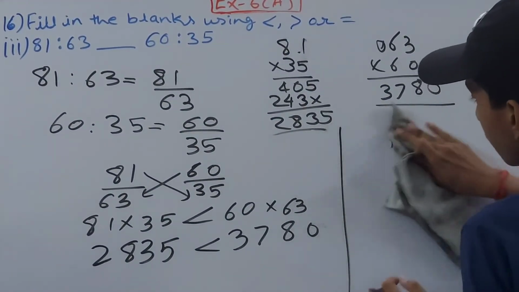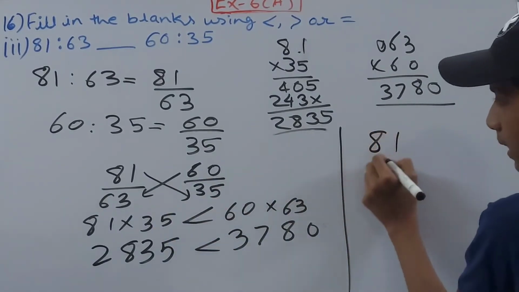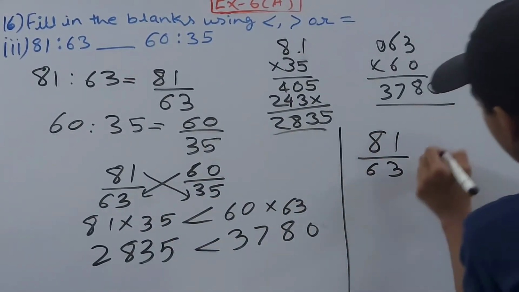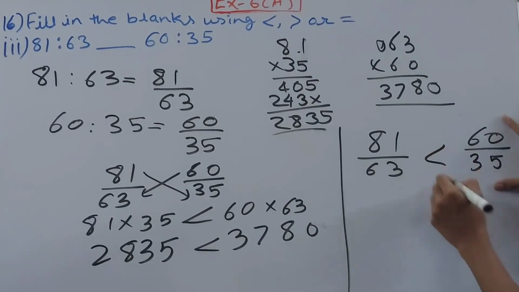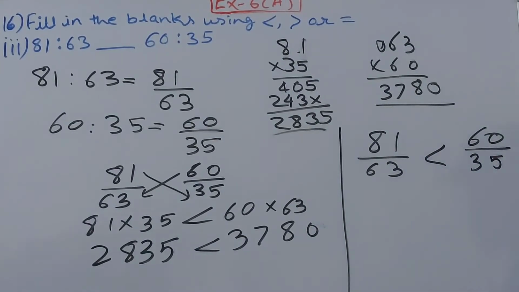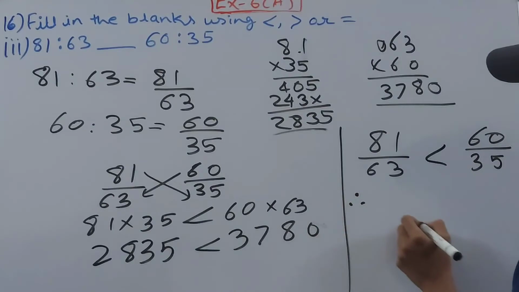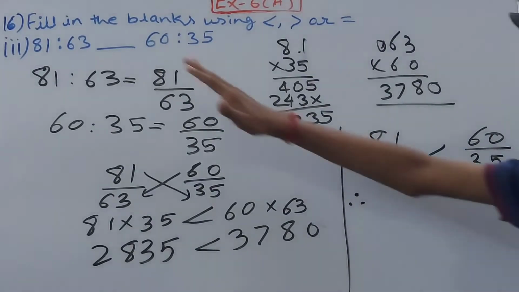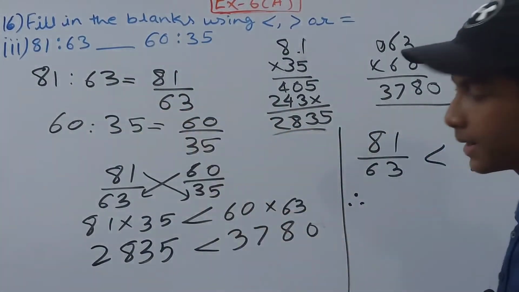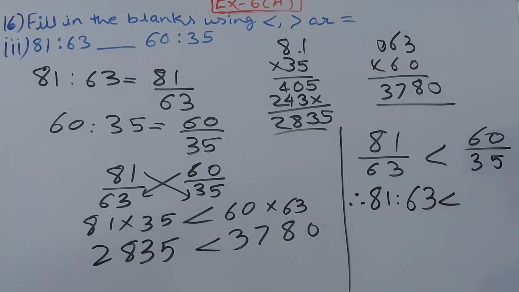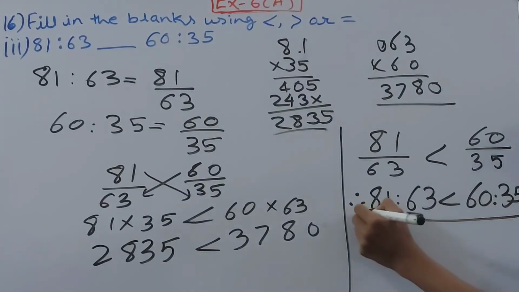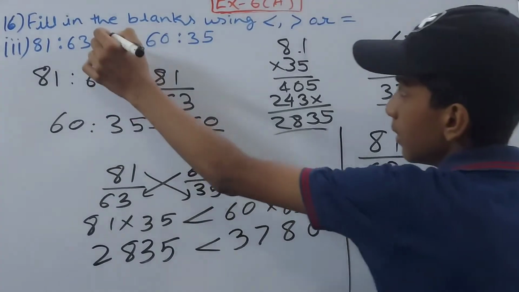Okay, I'll erase this now. First of all, 81 upon 63, and the other one is 60 upon 35. So we know that this one is greater. This means that the second fraction will be greater. So this is greater than the first one, right? And so our ratio becomes, therefore you write the answer as 81 upon 63, 81 is to 63, right? So 81 is to 63 is less than 60 is to 35. Alright, and this becomes our answer. You can put this sign up here.